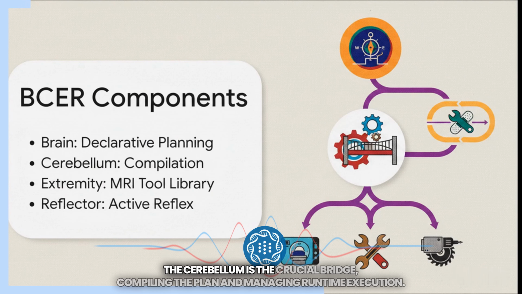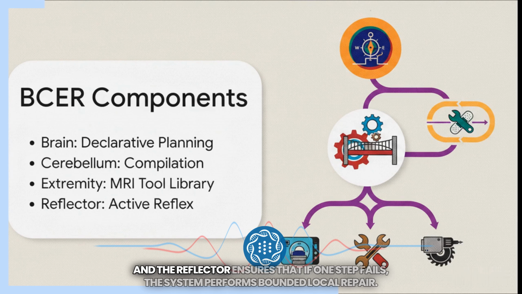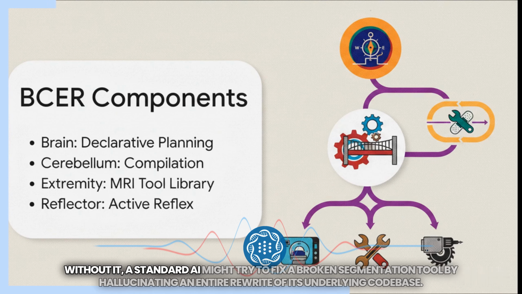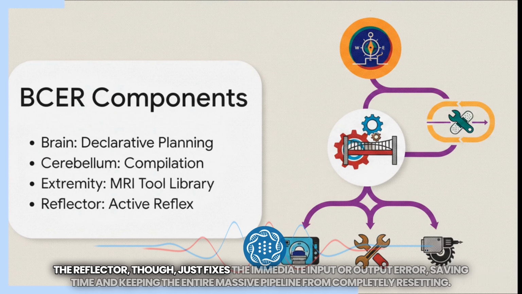The cerebellum is the crucial bridge, compiling the plan and managing runtime execution. The extremity is a standardized MRI tool library that uses uniform arguments so everything fits together seamlessly. And the reflector ensures that if one step fails, the system performs bounded local repair. Now, this concept of being bounded is huge. Without it, a standard AI might try to fix a broken segmentation tool by hallucinating an entire rewrite of its underlying codebase. The reflector, though, just fixes the immediate input or output error, saving time and keeping the entire massive pipeline from completely resetting.